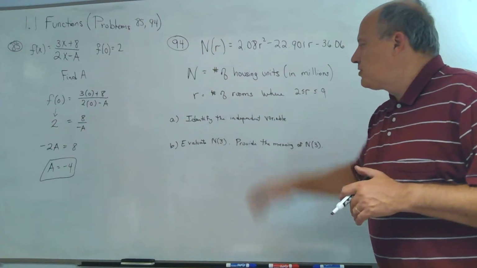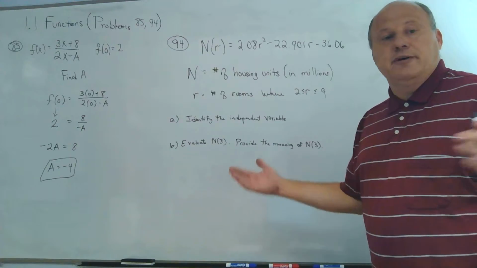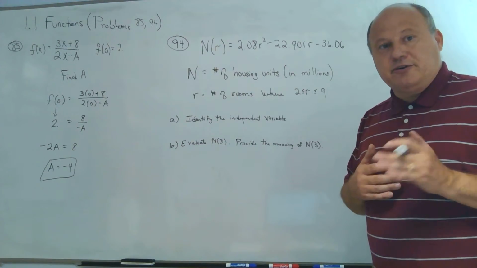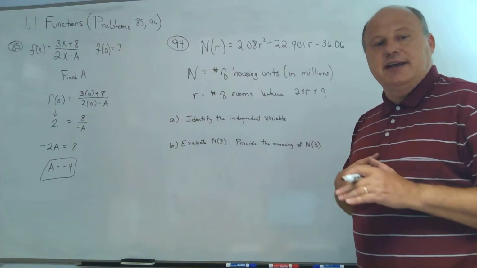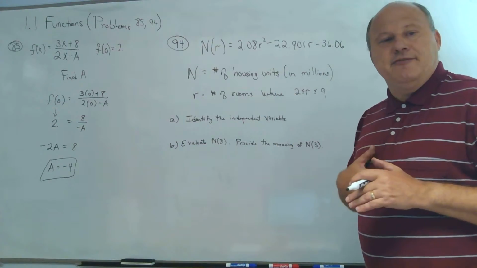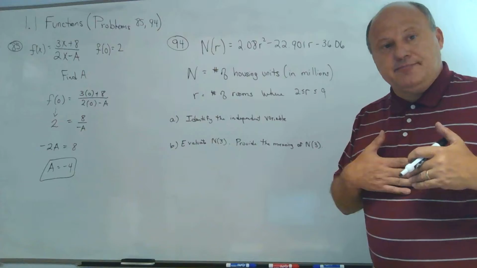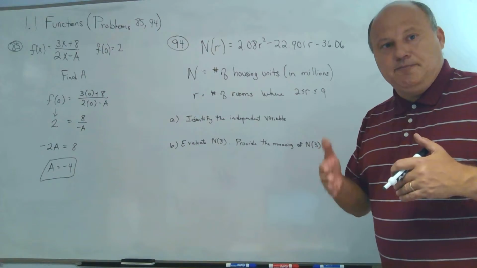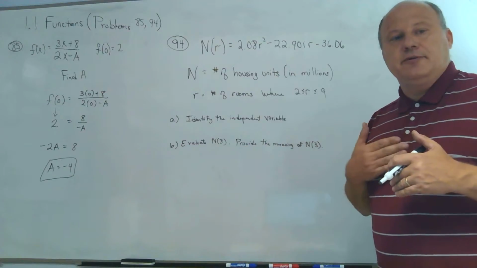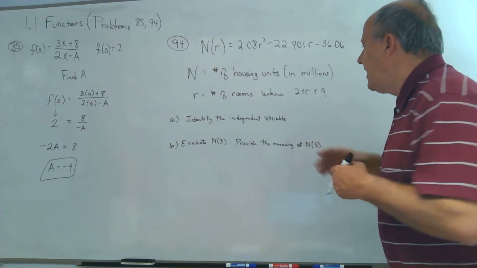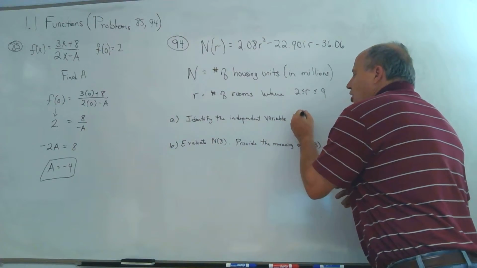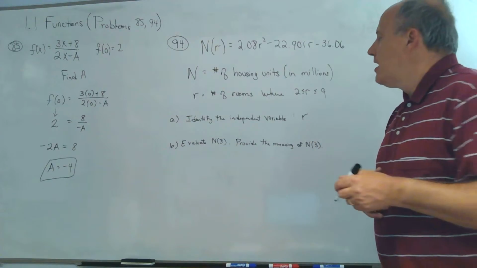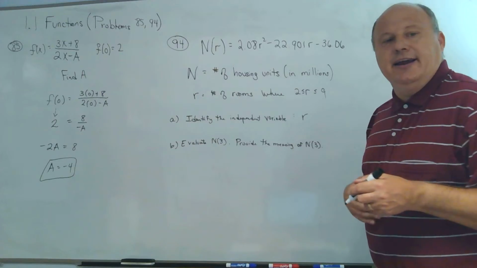The first part is to identify the independent variable, and that's all. So what is the independent variable? That was our very first video of this. Is it the input or is it the output? It is the input. So input is the independent variable. In this case, the independent variable is R, the number of rooms. Now they want us to evaluate n of 3.